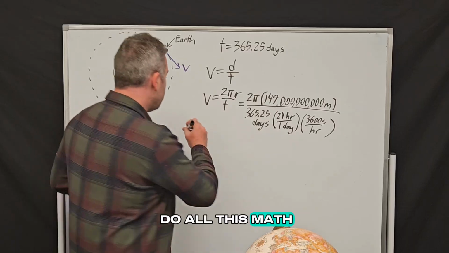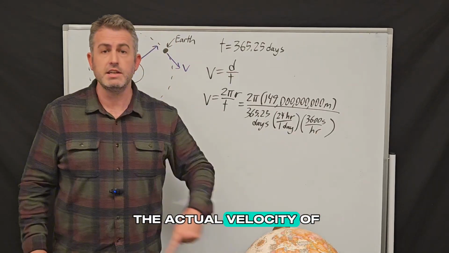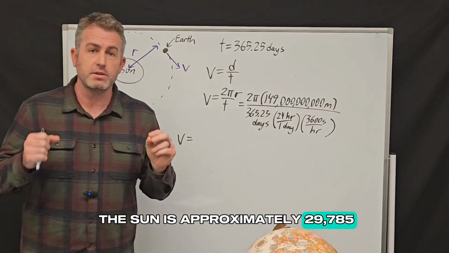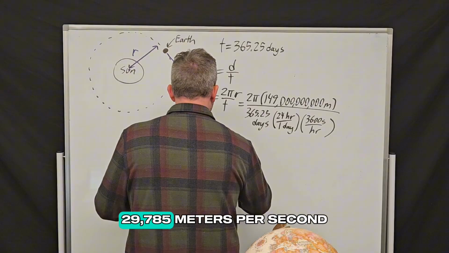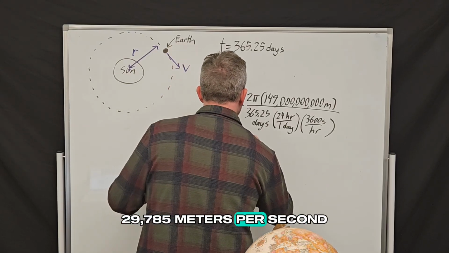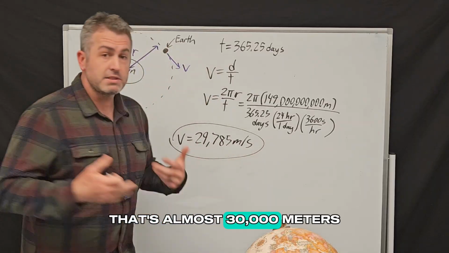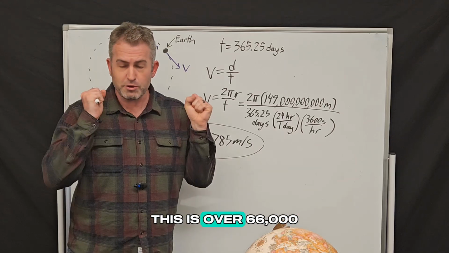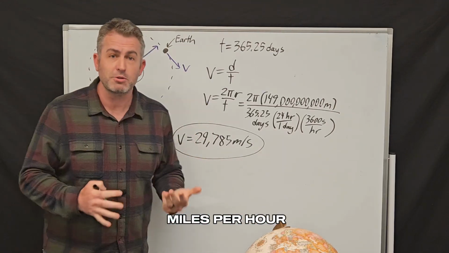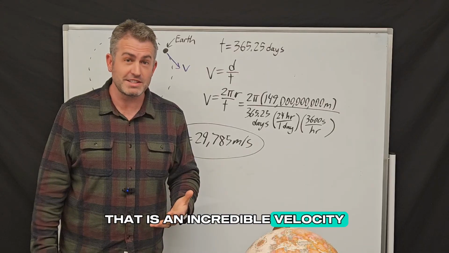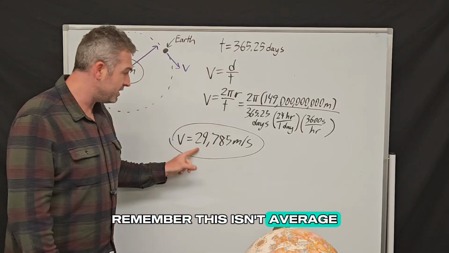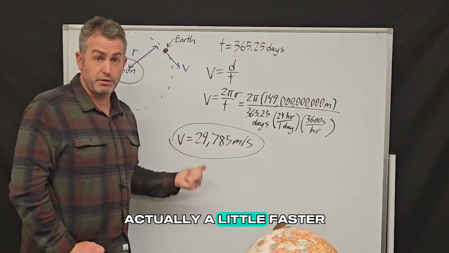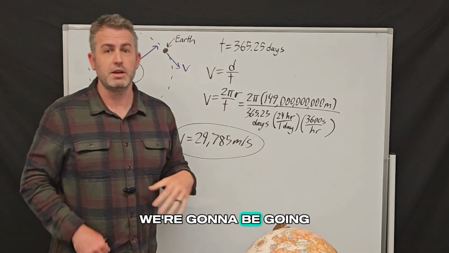And if you do all this math, what you calculate is the actual velocity of the Earth on average as it goes around the sun is approximately 29,785 meters per second. That's almost 30,000 meters per second. We're traveling very, very fast. But what is this number in miles per hour? This is over 66,000 miles per hour. That is an incredible velocity as we travel around the sun. Remember, this is an average because our orbit is not a perfect circle. So when we're close to the sun, we're going to be going actually a little faster than that. And when we're further out, we're going to be going a little bit slower.